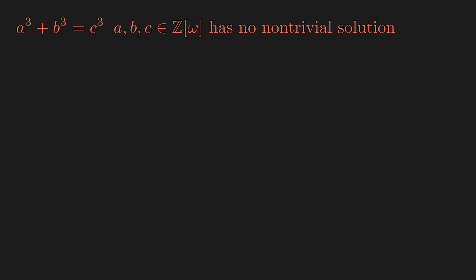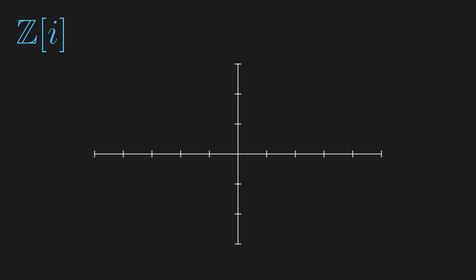To explain what this means, we will start by looking at an easier example. This is a number system where you have all the integers, but you also add the imaginary unit i to it. Now, can we just call it a day here?